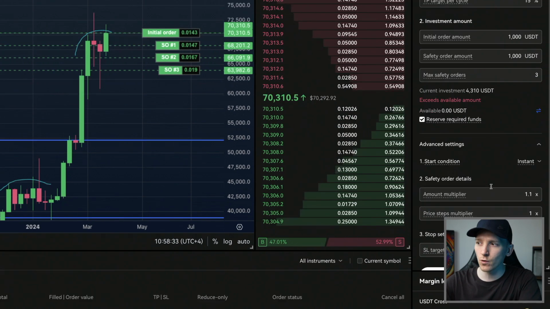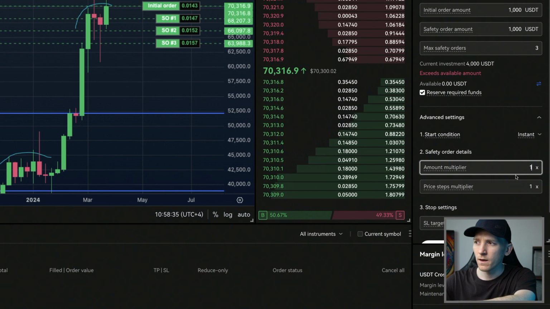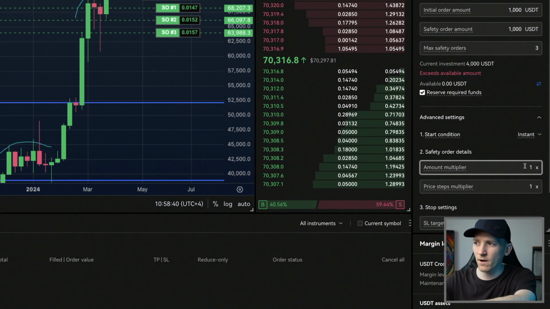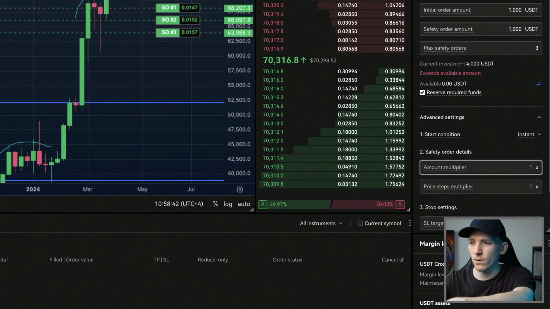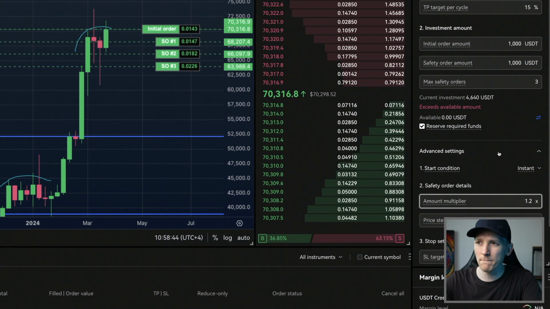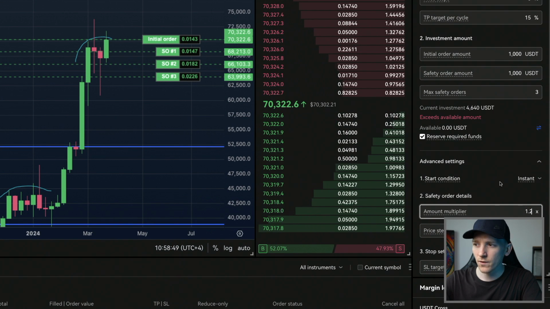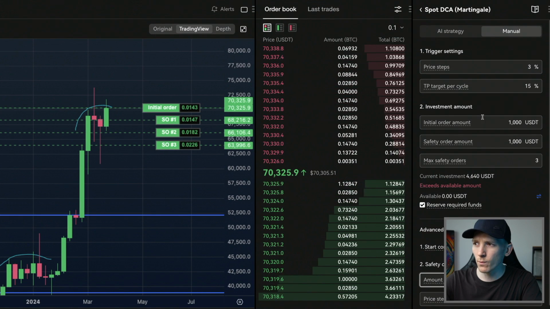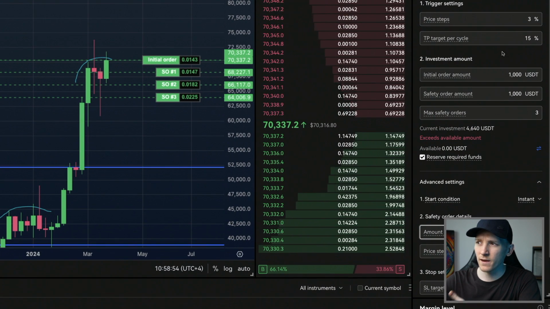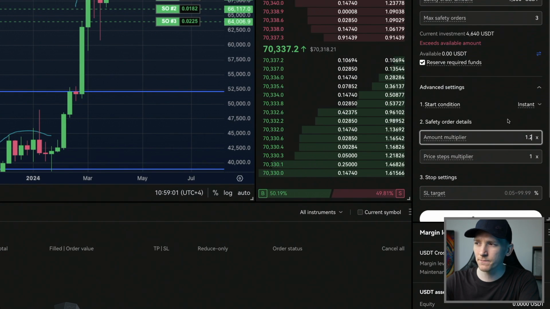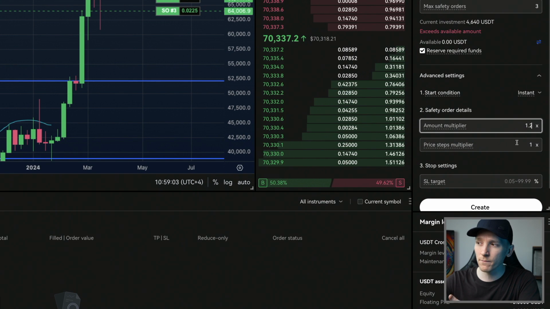So just 500 an order. So you would just put this at 1 and then put the amount per safety order right here. But this is going to multiply. So we're going to actually multiply this by 1.2. And you can see that the amount that we're buying, the limit orders in, are actually getting bigger as we come down. So that's up to the individual. So what we have here is the price steps, the take profit per cycle, if we want that, the initial amount, and then the amount per each additional order. We're going to start instantly. This is the price multiplier if you want to put that in. And then as you can see here, the stop loss settings.